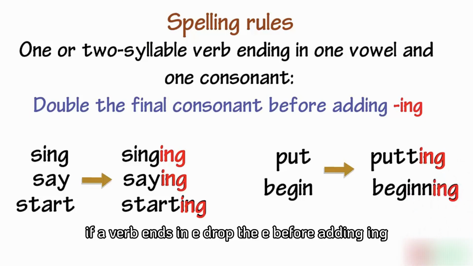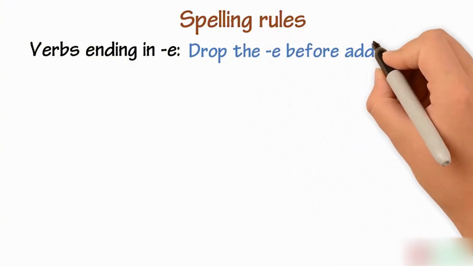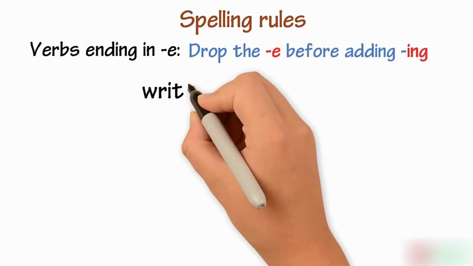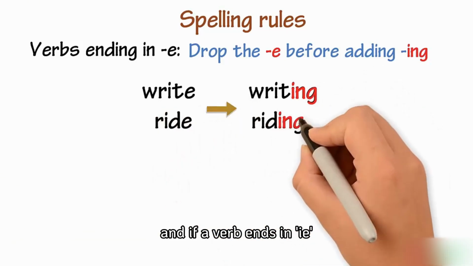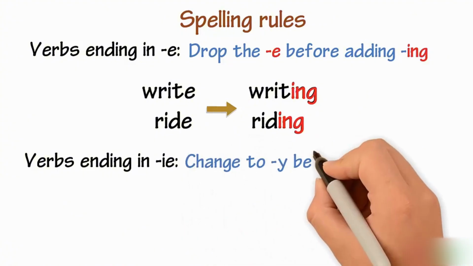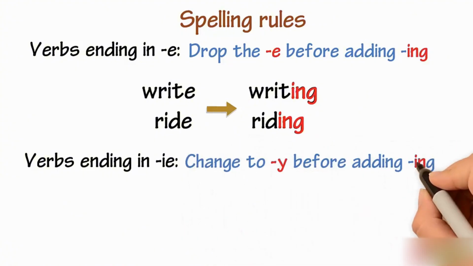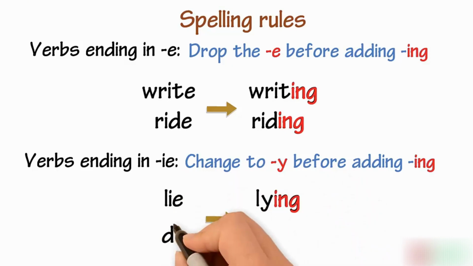If a verb ends in e, drop the e before adding ing. So write becomes writing, and ride becomes riding. And if a verb ends in ie, change this to y before adding ing. For example, lie becomes lying, and die becomes dying.